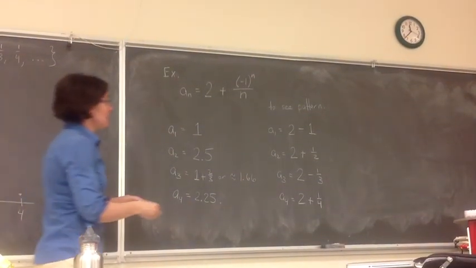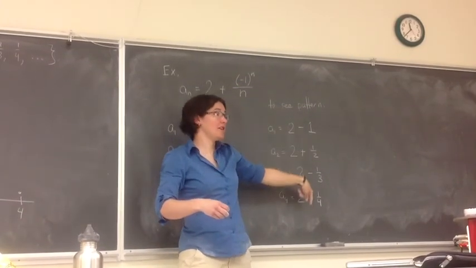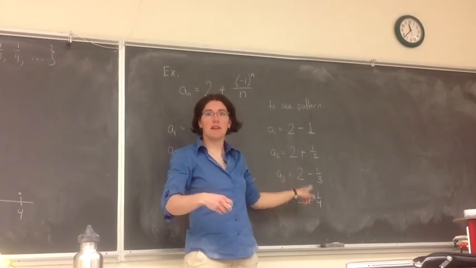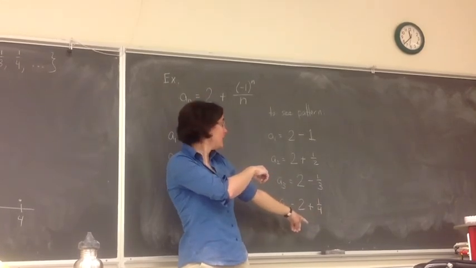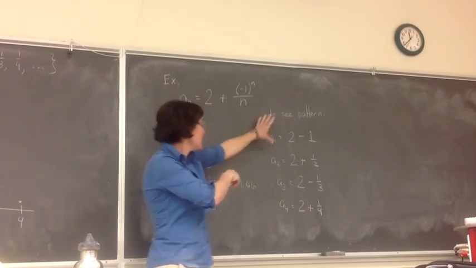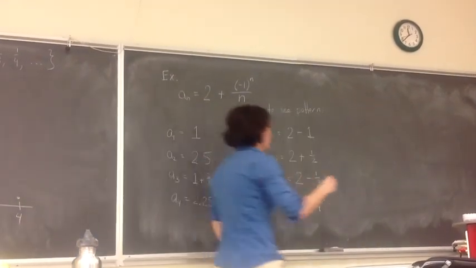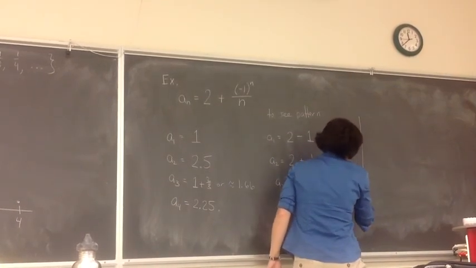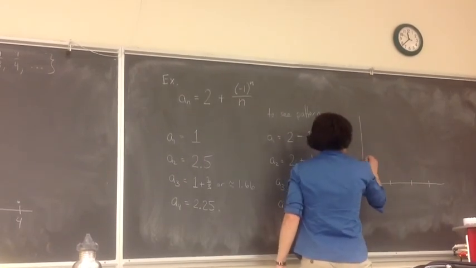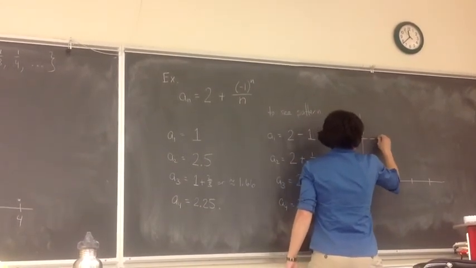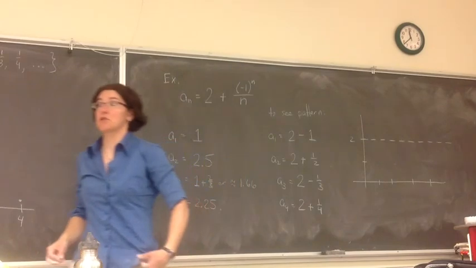So some things that I can see here are that this negative 1 on the top, negative 1 to the n, that forces me to have an alternating sign, a minus and then a plus and then a minus and then a plus. And all of these numbers on the right-hand side are being added or subtracted from 2. And so if I go ahead and graph this sequence, 2 plus negative 1 to the n over n, 1, 2, 3, 4, I'm sort of bouncing back and forth across the line y equals 2.